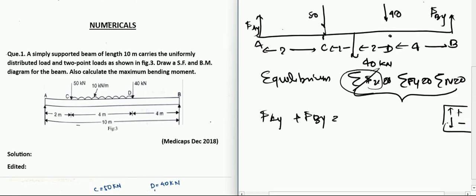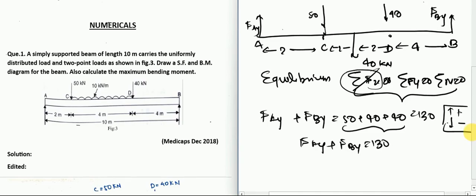So it will be 50 plus 40 plus 40, which will give 130. So Fay plus Fby is 130. Let us say this is equation 1. And you can see that there is only one equation and two variables. You cannot solve this unless you have a second equation.